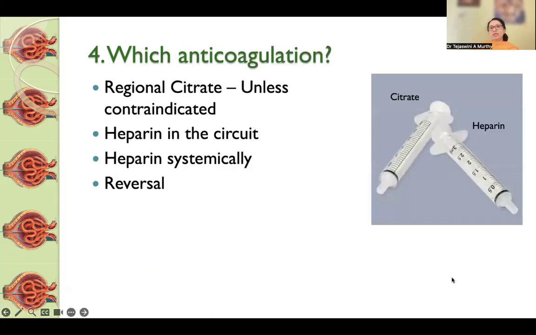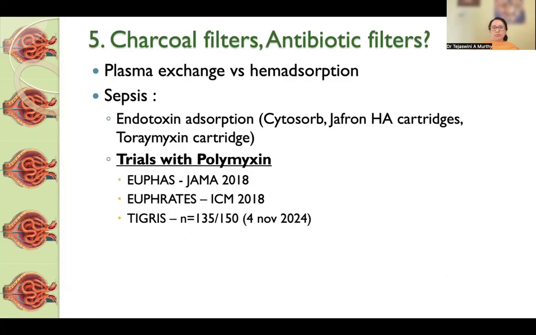Which anticoagulation? Citrate, unless contraindicated like in liver failure, or you can use heparin only in the circuit if the patient is bleeding, or systemic heparin targeting an APTT of 45 to 60. And we always give calcium reversal whenever citrate anticoagulation is used.